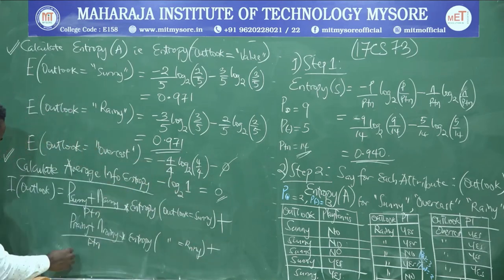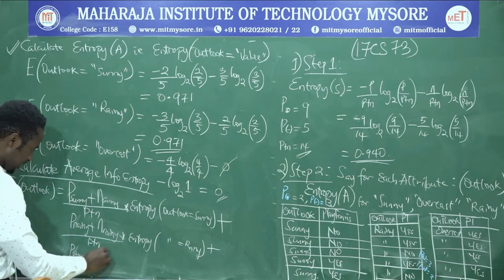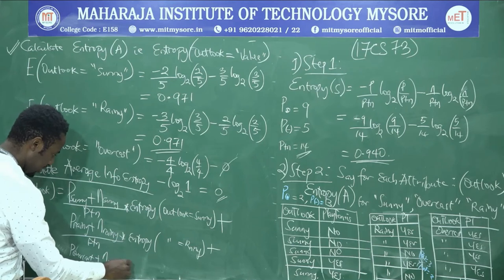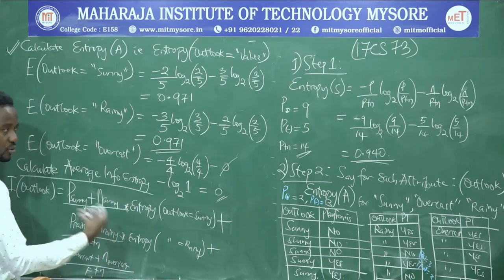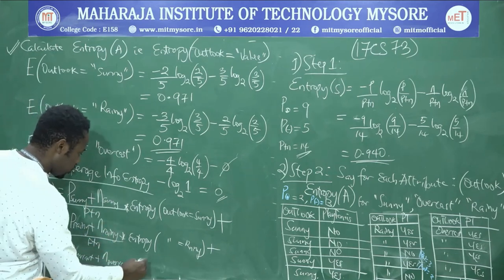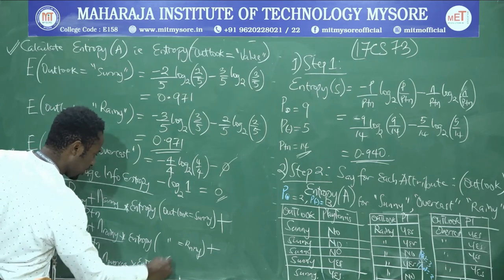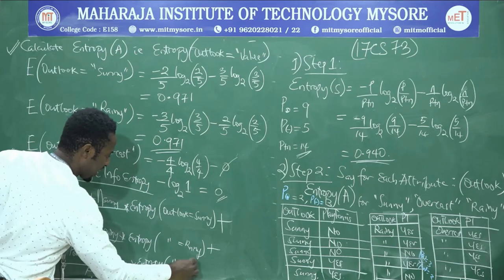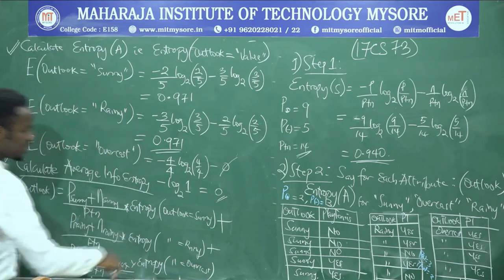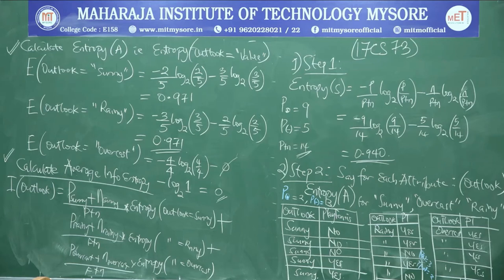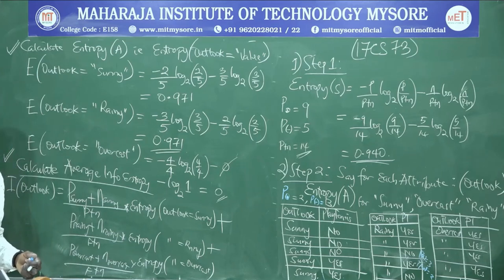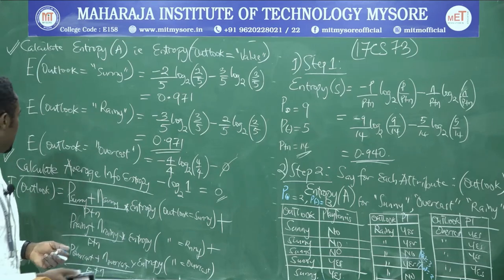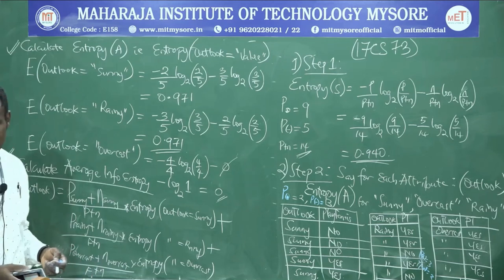That's not over. Plus the last one: P of overcast plus N of overcast, upon P plus N, into the entropy of outlook equal overcast. I hope you can see the board. So this is done. We have to plug in the values now. I believe at this stage you have memorized the formula. So let's move on to plugging in the values. For that, I have to wipe the board.